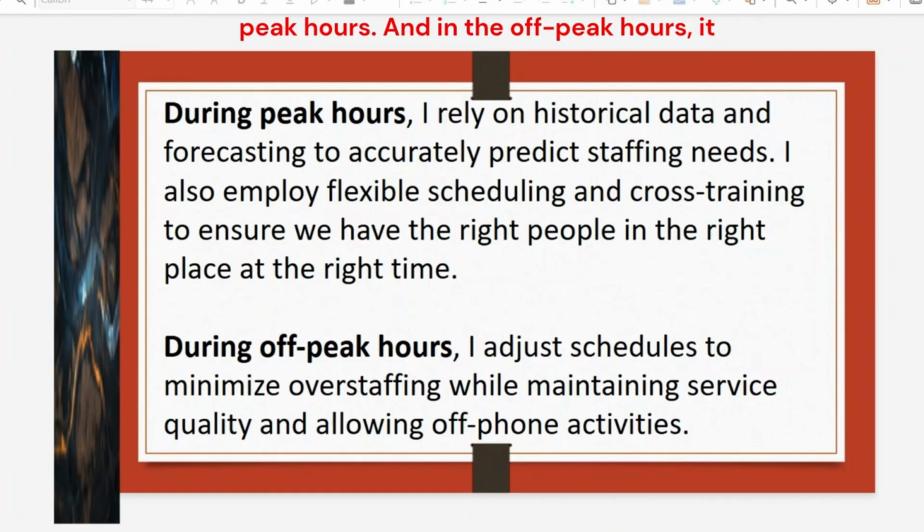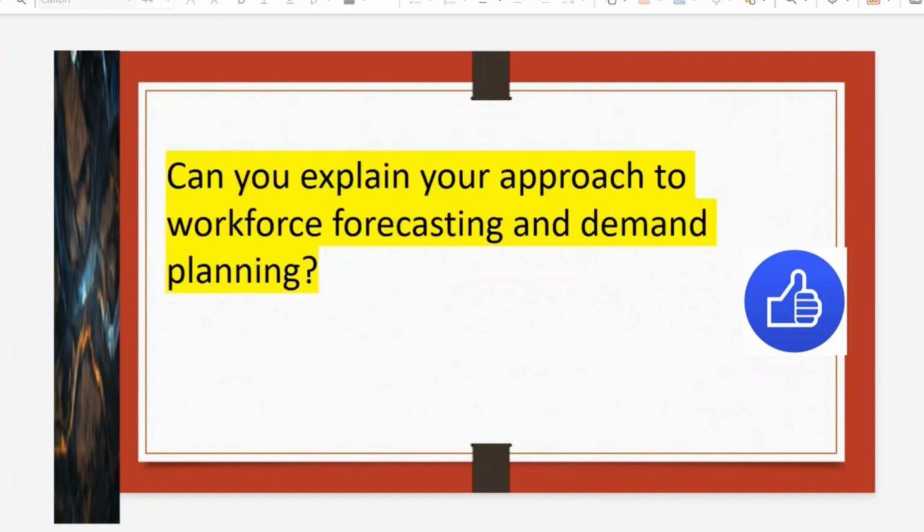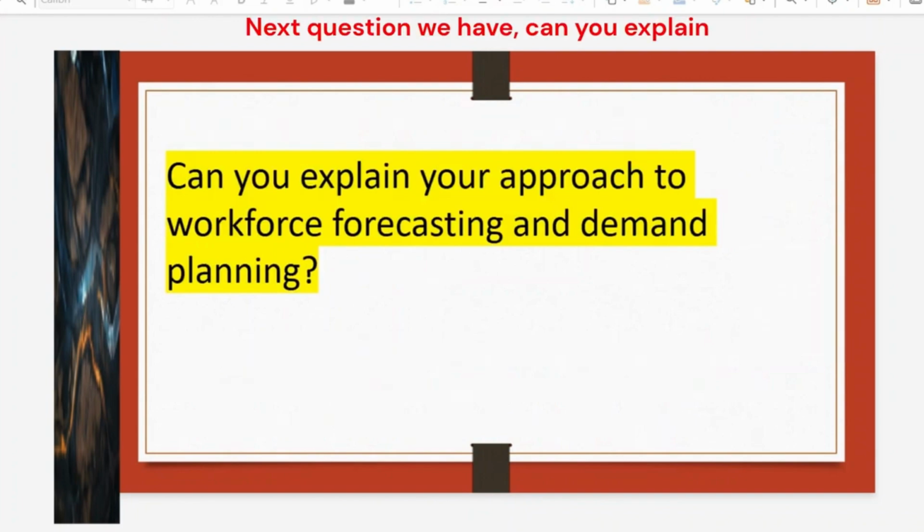And in the off peak hours, it means that you have agents available who are not productive, so you can put them into feedback coaching that can be requested by the supervisor to improve their overall product knowledge. Next question we have: can you explain your approach to workforce forecasting and demand planning?